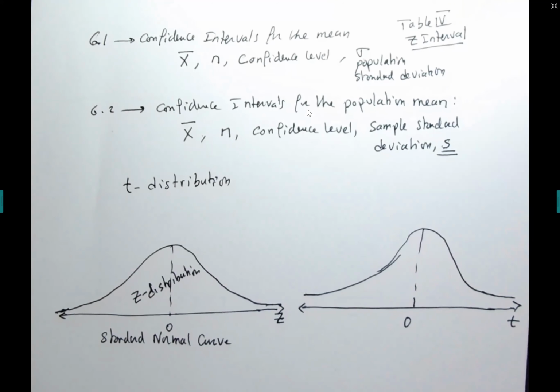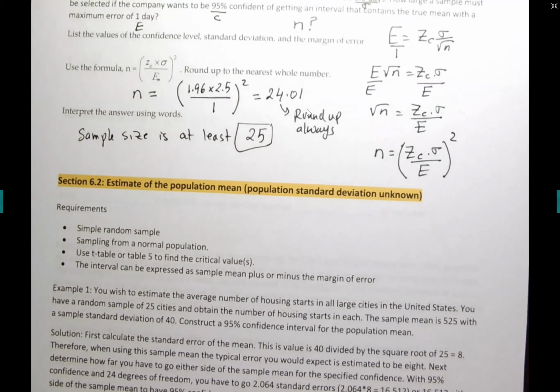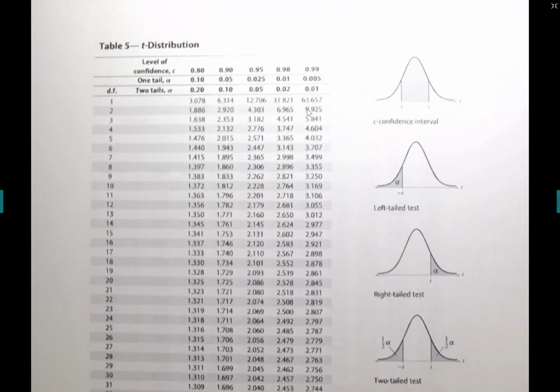So that's the T distribution. Now, before I continue, I'm going to show you the table in a second. We'll go to section 6.2. Look at this table, guys. You might find using tables easier than using the calculator here.